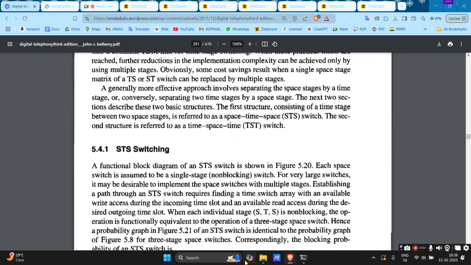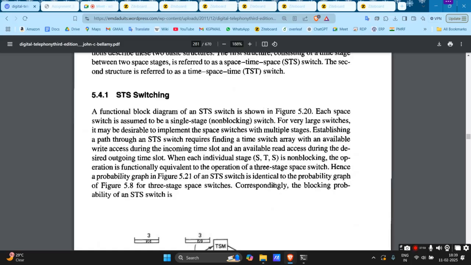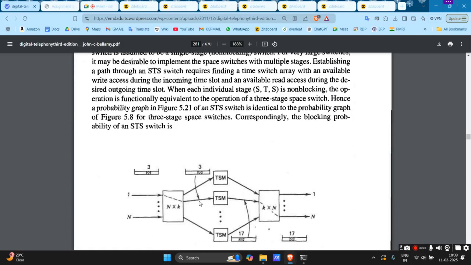Now we will go to STS switching. STS switching again uses the same principle, but here we will have 3 stages. There is a space switching, and that space switching takes n inputs and maps them into k outputs. So even if there are n inputs, there are not n outputs, there are k outputs.